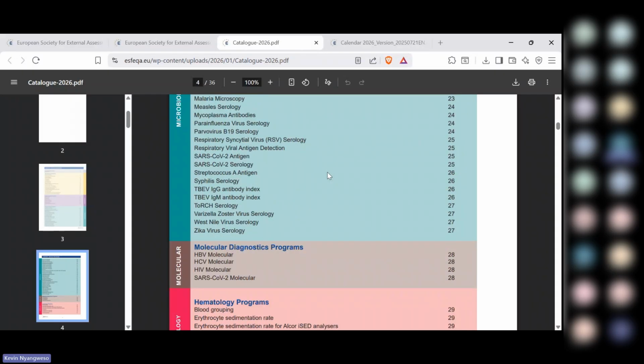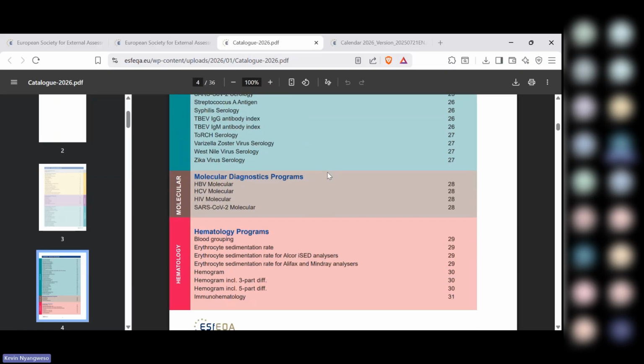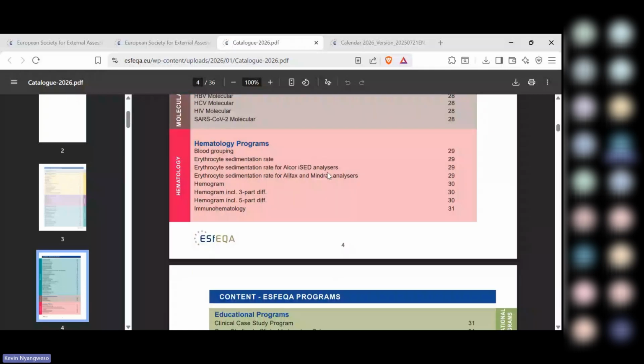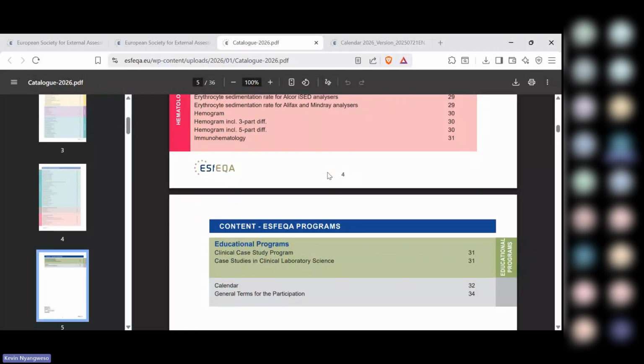And then if you're also looking at molecular programs, we have got molecular programs for hepatitis B, hepatitis C, HIV and COVID. And then for hematology, if you're doing blood grouping, ESR, hematology 3-part, hematology 5-part, immunohematology, that is for blood transfusion labs, all that is covered. And then we also have educational programs. So we just give you a case study, you analyze as an individual, and then you report what is your diagnosis or what is your interpretation of that case study.